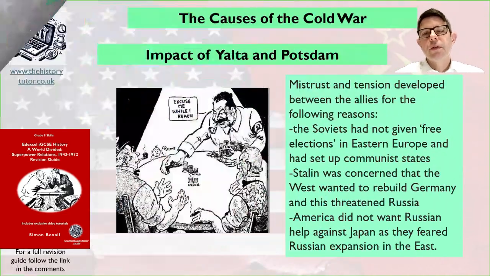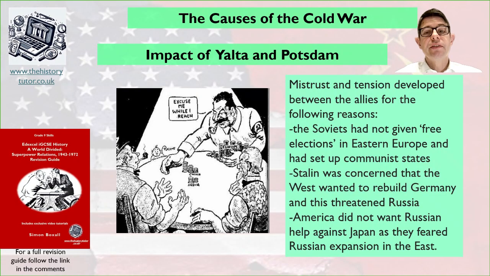So what was the impact of Yalta and Potsdam? Well, mistrust and tension developed between the Allies for the following reasons. The Soviets had not given a free election in Eastern Europe and had set up communist states. Stalin was concerned that the West wanted to rebuild Germany, and this was threatening to Russia. And America did not want Russian help against Japan as the war came to an end, as they feared Russian expansion in the East. This leads us on to the atomic bomb.